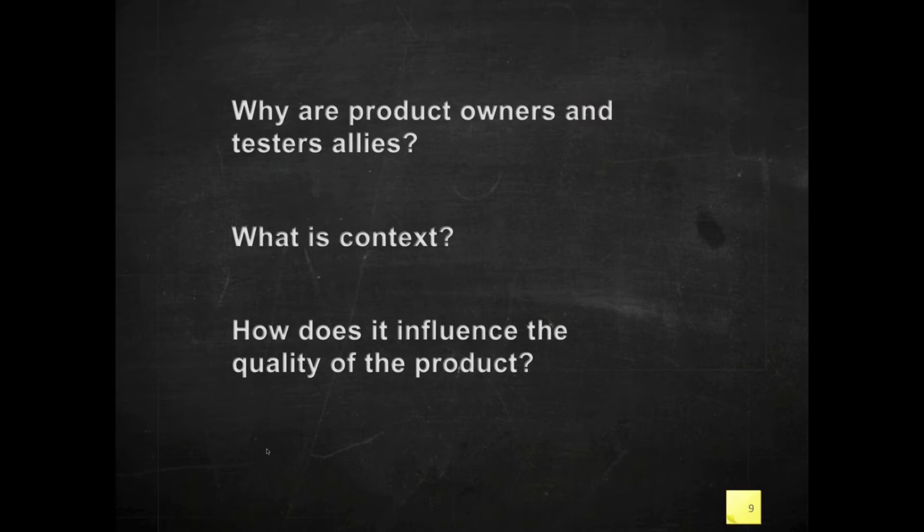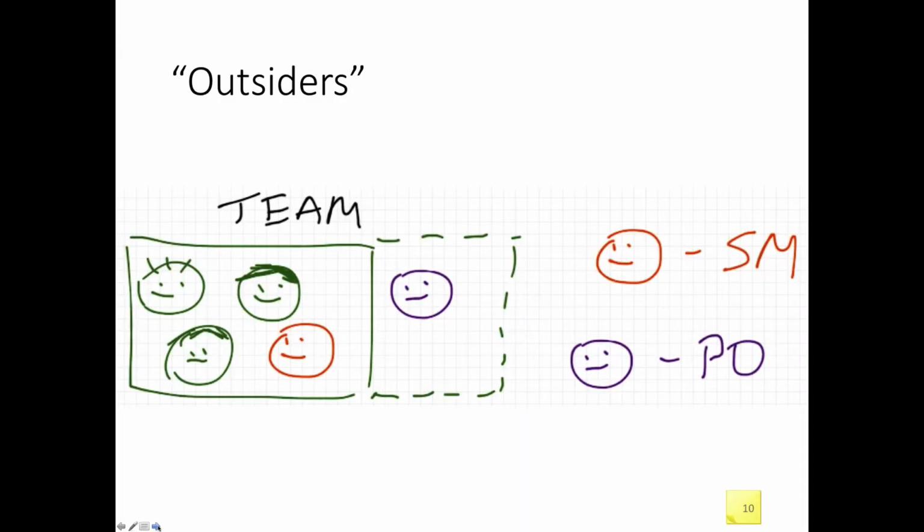That's a good question. Yeah. So when I say allies, I'm really talking about a two-way street. I get as much value out of the relationship with the testers as I hope they get out of me. So the things I'd like to talk about today are why are product owners and testers allies? What's context? And how does context influence the quality of the product?